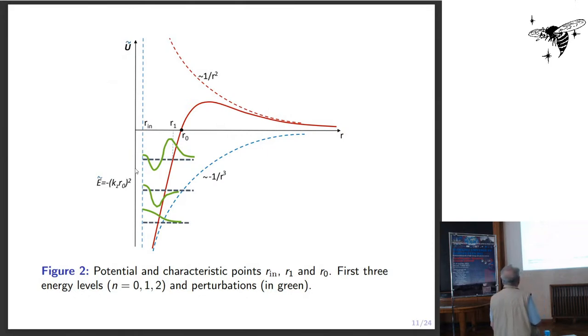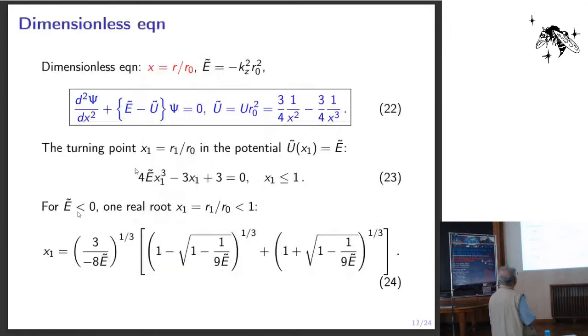Here we introduce dimensional potential U tilde and dimensional energy E capital tilde. Let us consider the dimensionless equation. We introduced the variable x, the ratio of the radial coordinate to the point R0, and also dimensionless energy E and dimensionless potential U.